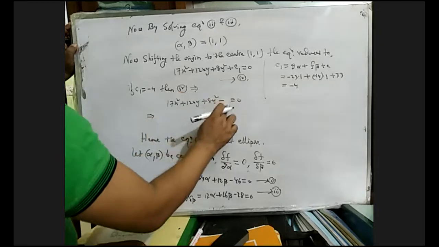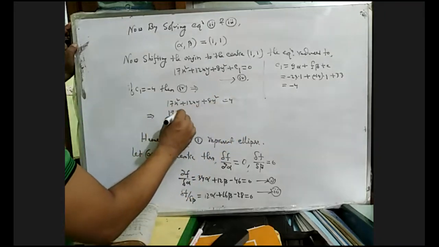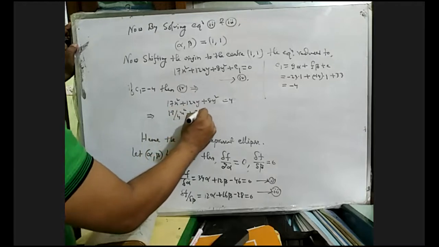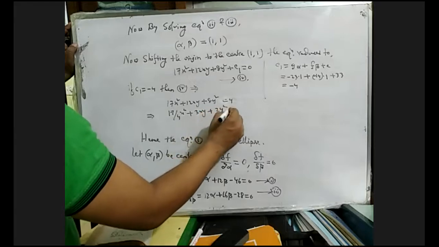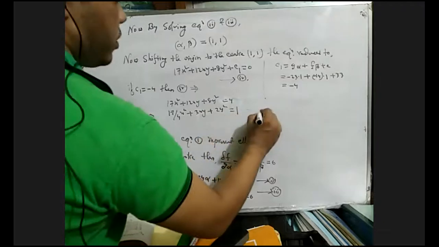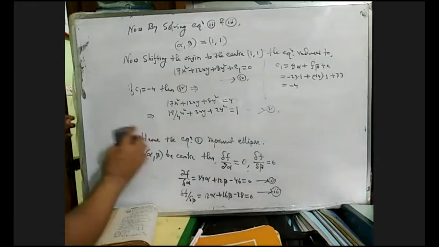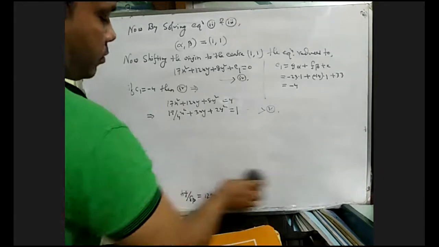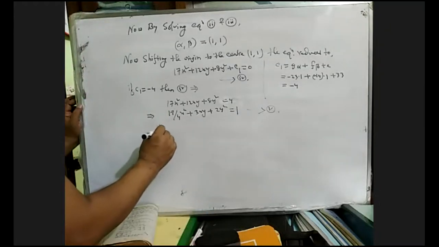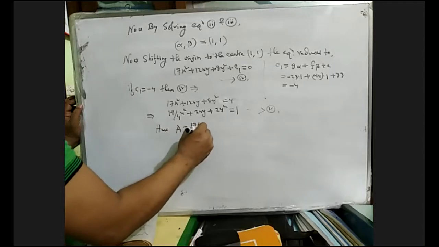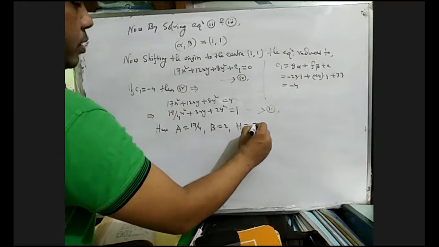You can write this, dividing by 4 on both sides, as 17 by 4 x square plus 3xy plus 8 by 4, which means 2y square, equals 1. And this is equation number 5. Here comparing with the standard one, capital A equals 17 by 4, capital B equals 2, h equals 3 by 2.